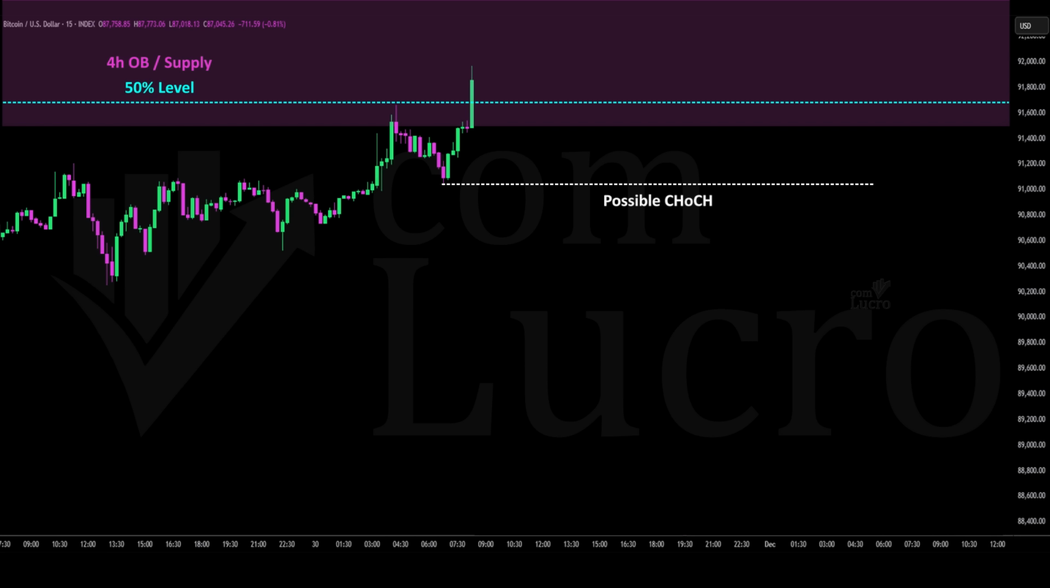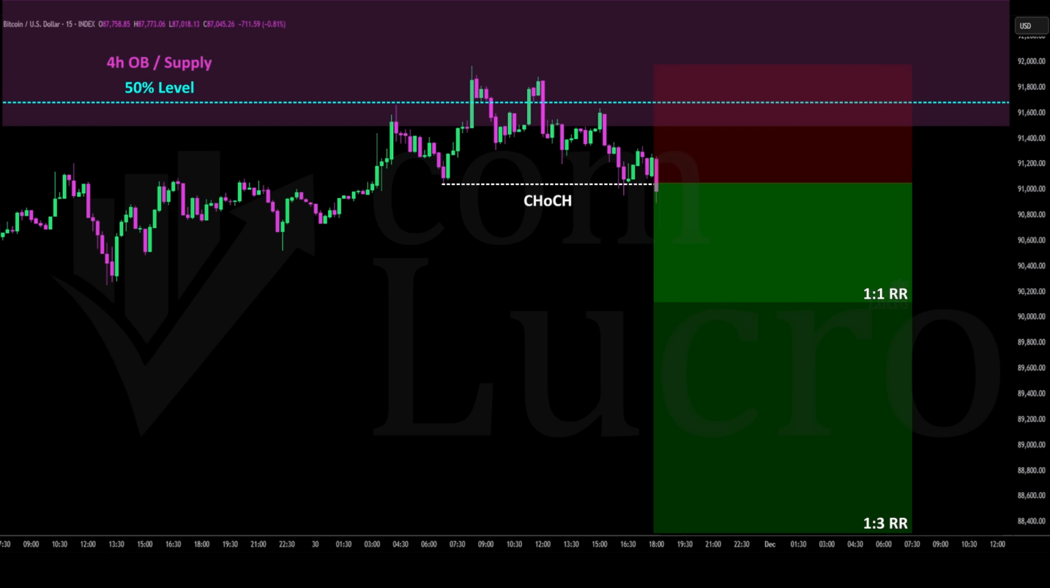Rather than placing a limit order directly at the 50% retracement level, we first wait for price to retrace into the 50% area, and then look for a valid change of character from bullish to bearish on the 15-minute chart. Once that bearish change of character is confirmed, we can enter the trade immediately.